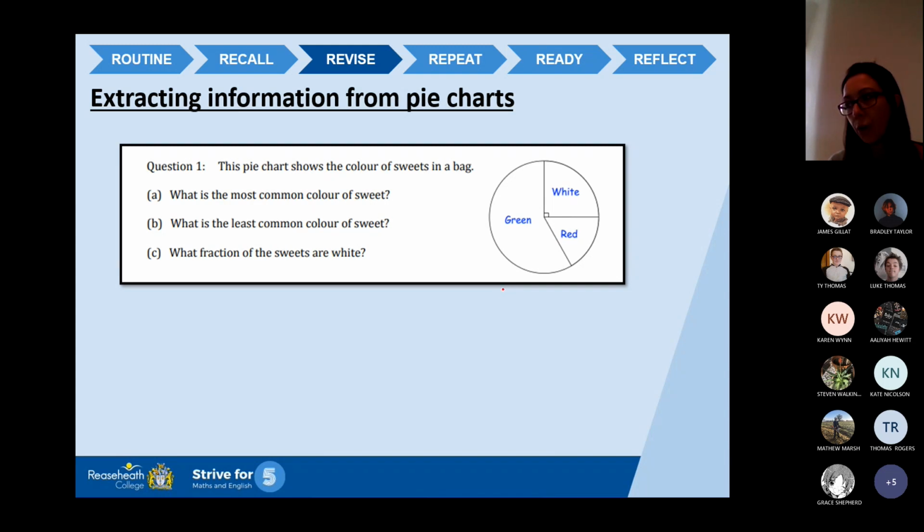Bradley's saying a third. Luke's going a quarter. Harry's saying a quarter. A couple of people have given me 90, which is interesting because it is 90 degrees, you're not wrong. It's 90 degrees out of how many degrees in total? Does anyone know what the complete circle is out of?